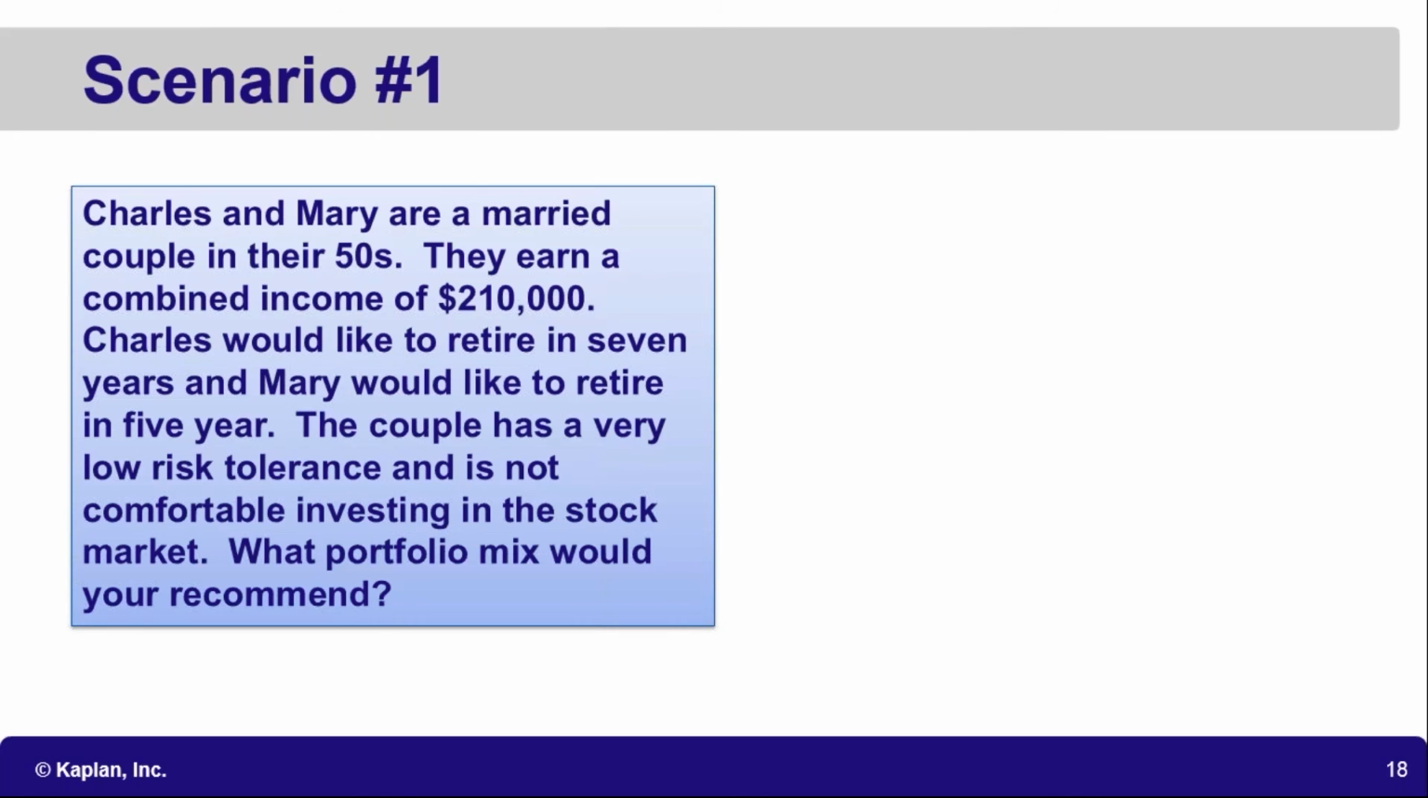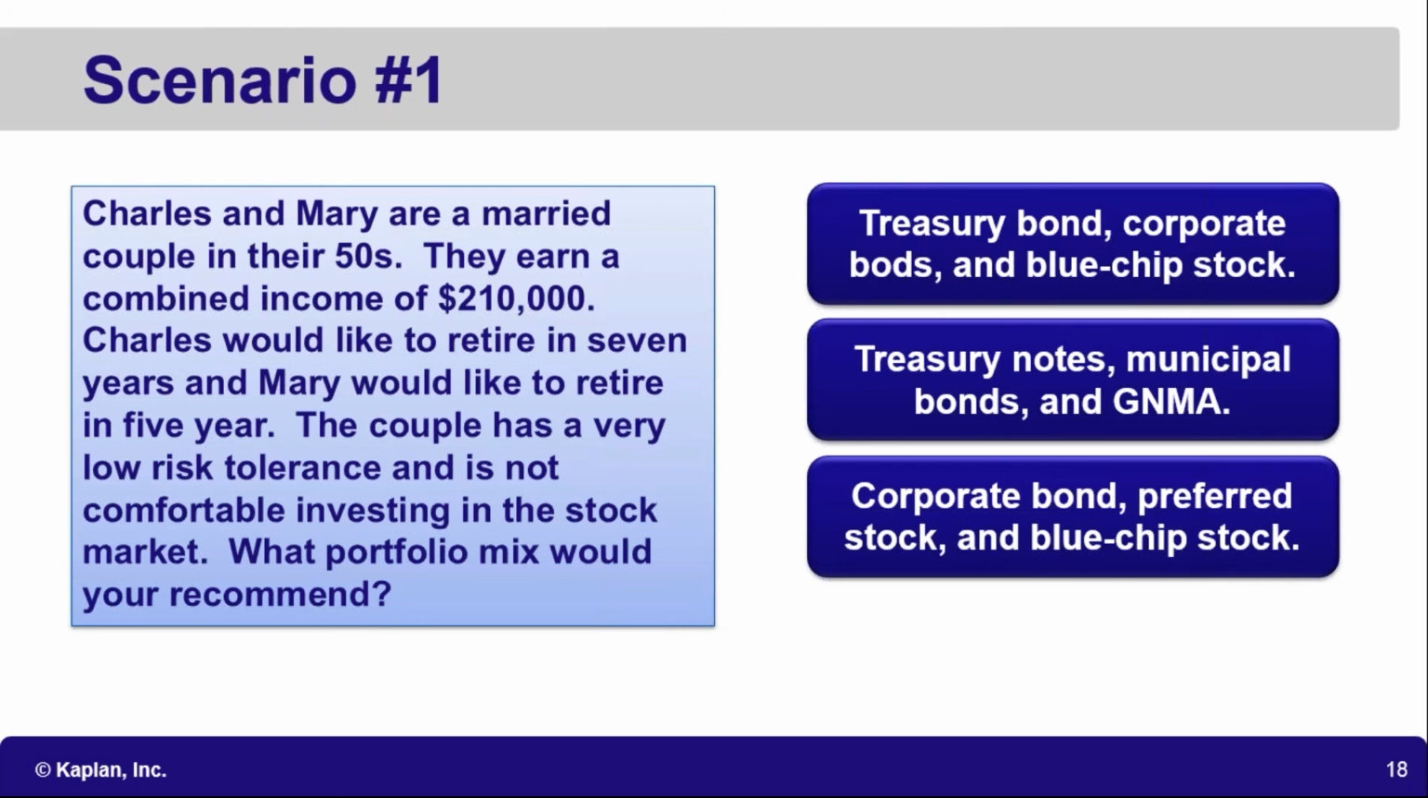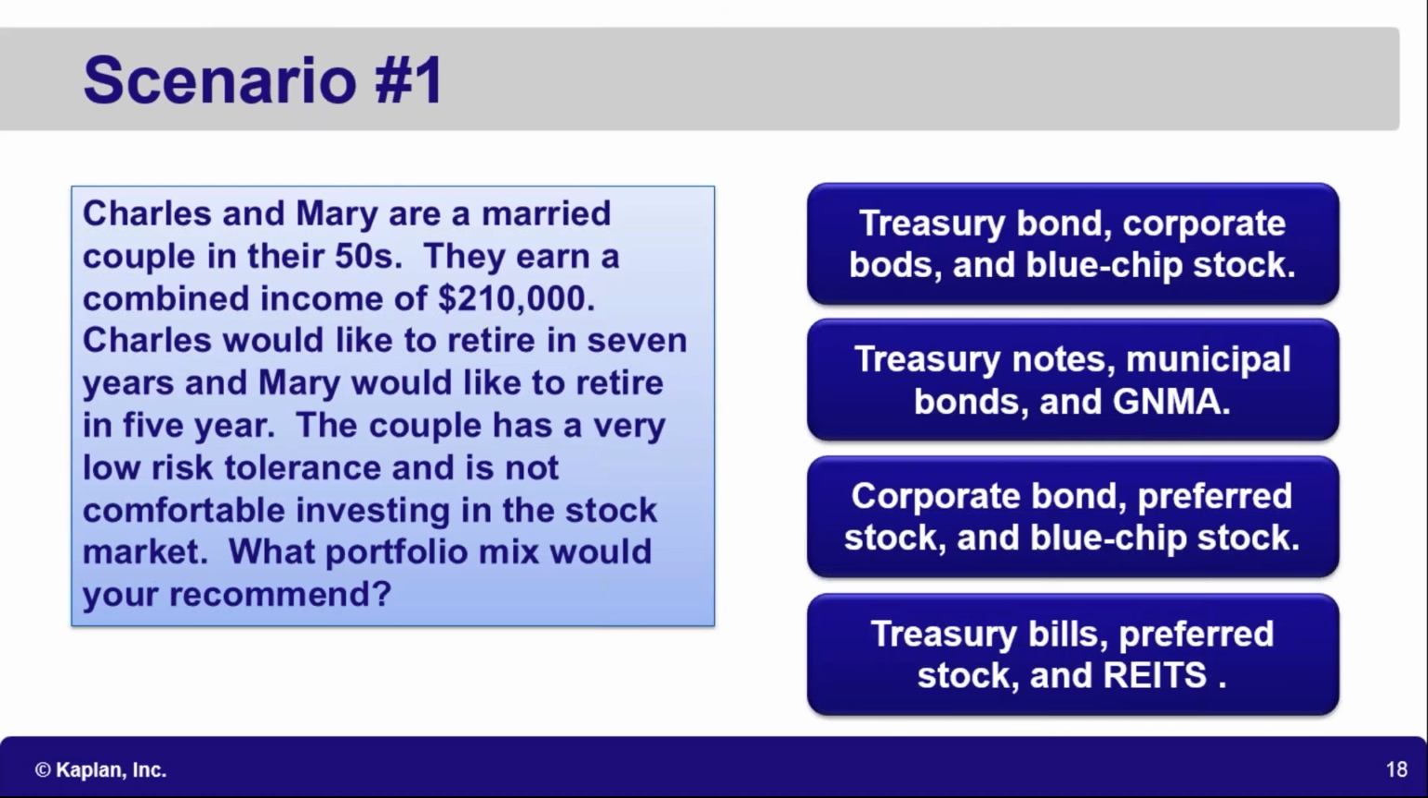The couple has very low risk tolerance. That means they don't want to have a lot of risk with their investments. They want it to stay very stable from one year to the next. They're not interested in investing in the stock market at all. So we need to look for choices here where we wouldn't have any of their money invested in the stock market.